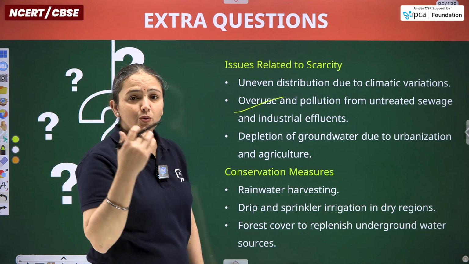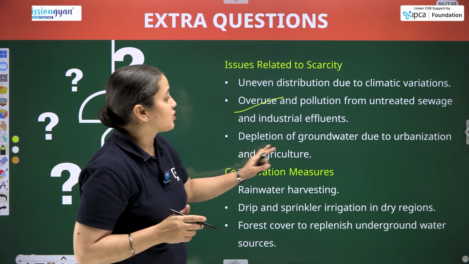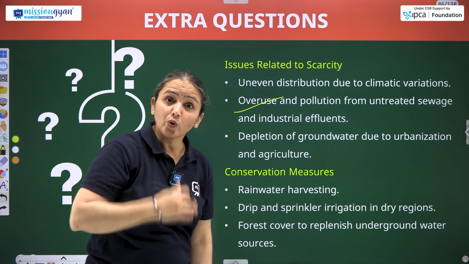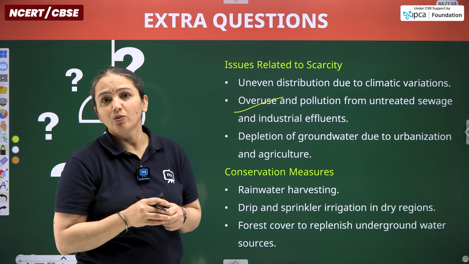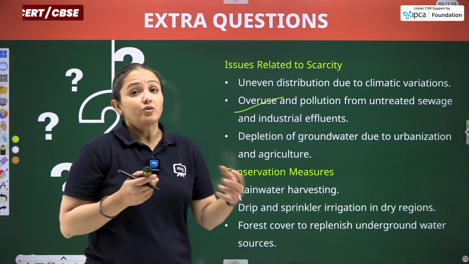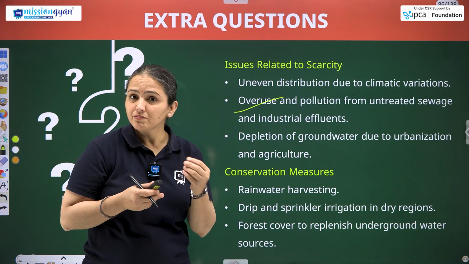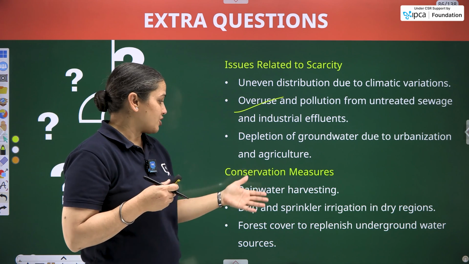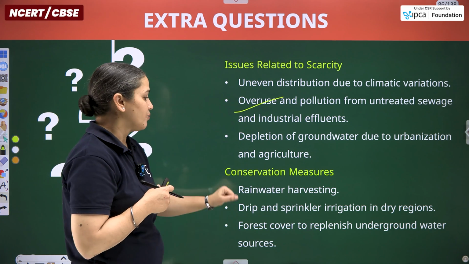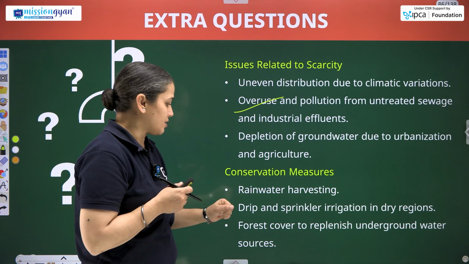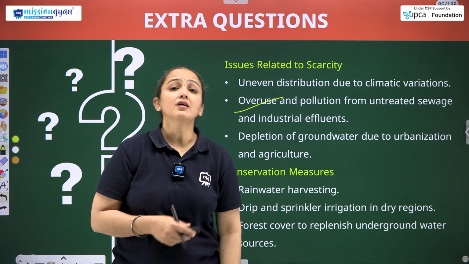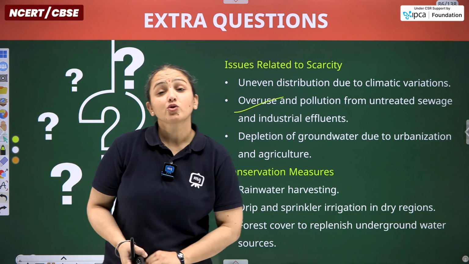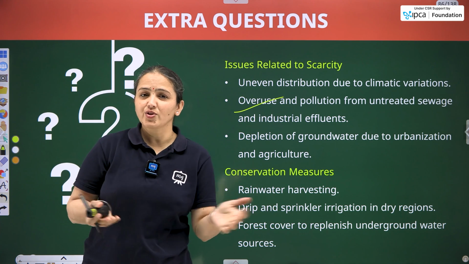untreated water to be disposed in the open water bodies, depletion of groundwater due to more and more urbanization because there are no rivers in the urban areas. So groundwater is to be extracted for the usage part. Then conservation method, rainwater harvesting, drip and sprinkler irrigation system and forest cover. It means afforestation. So that's all for today's extra questions class.